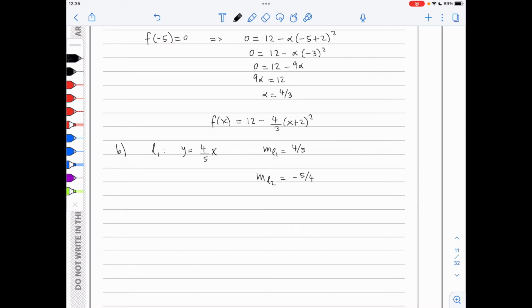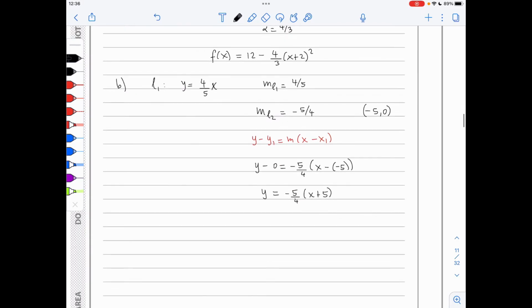In addition, we know that L2 passes through the point minus 5, 0. So I'm using y minus y1 equals m times x minus x1, which means that y minus 0 is minus 5 over 4 brackets x plus 5. So y is minus 5 over 4 brackets x plus 5, which simplifies to y is negative 5 over 4 x minus 25 over 4.